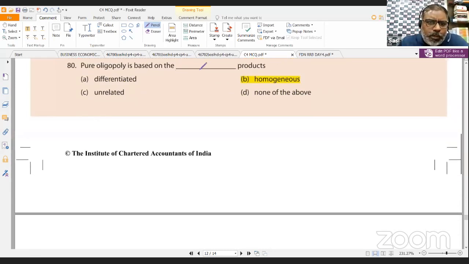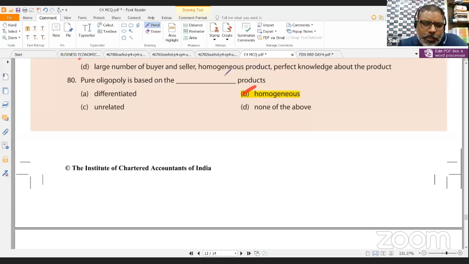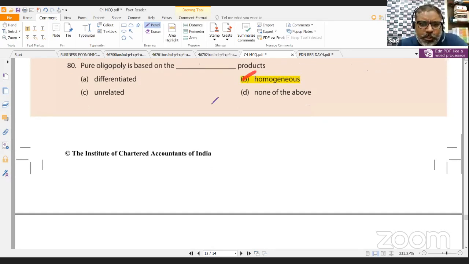Then pure oligopoly is based on what type of products? Homogeneous products. Pure oligopoly is homogeneous products. Almost we can say Coca-Cola, Pepsi is also a pure oligopoly. There will not be much difference. Black color drink, Coca-Cola, Pepsi. Something like a green colored bottle, similar taste, Sprite and 7-Up. Something like orange colored drink, Fanta and Miranda. So not much differentiation will be there. It's a kind of pure oligopoly.